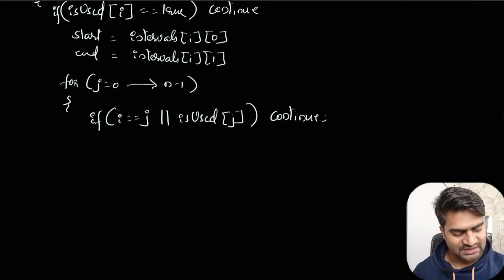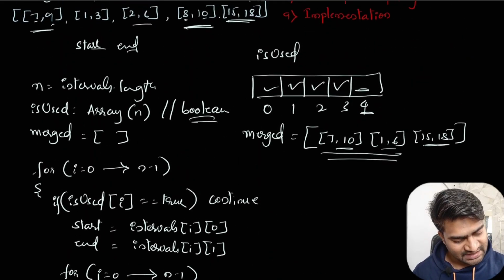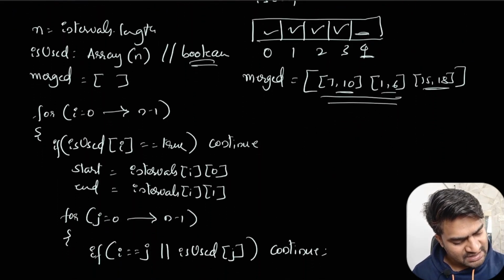If that is not the case, then now we really need to check whether two intervals overlap or not. So for that, what we did, let us take 1 comma 3 and 2 comma 6.